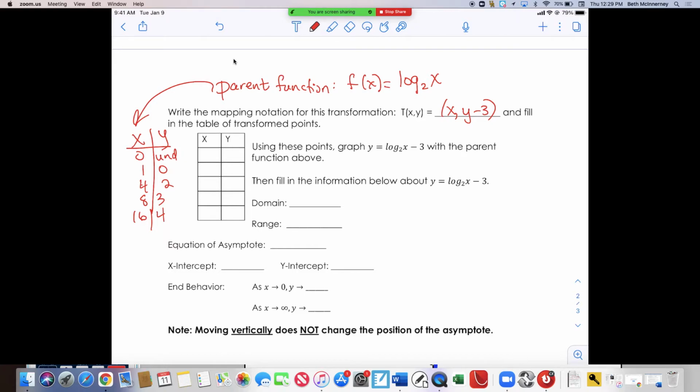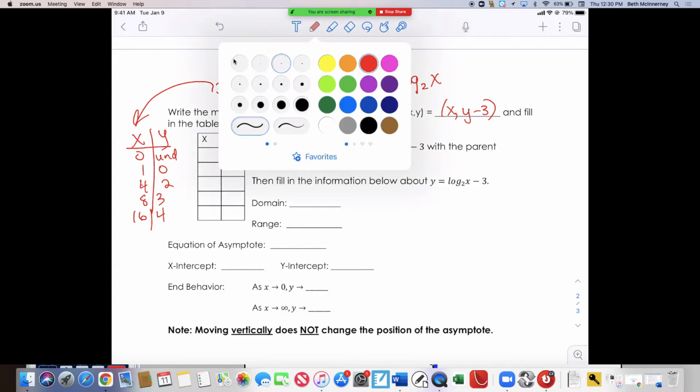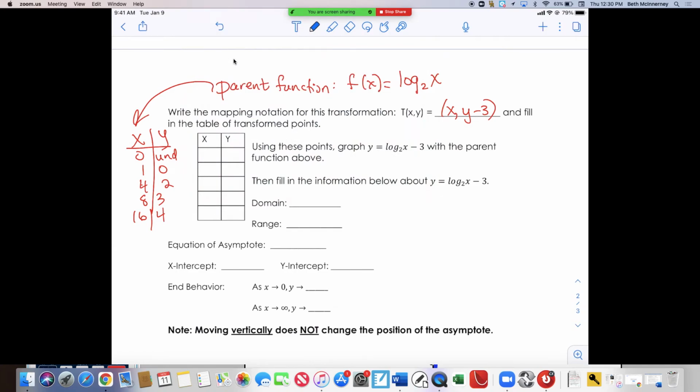All right, so now let's use the mapping notation. The x values remain the same. We just write the x values in that column. And then what does y minus 3 tell us to do to the y values? Subtract 3 from each of those y values. So let me give you a head start. So I'm going to change colors. So undefined is still undefined.